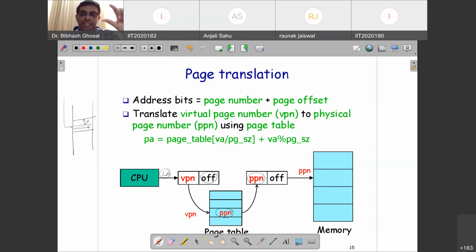Because one page fits exactly in the frame, the offset in the case of a page would be the same as the offset in the case of a frame. That is the reason why we just obtain the frame and add the offset to that, and that takes you to the equivalent address in the physical memory as well. This is the concept of page translation, and we had seen this much.